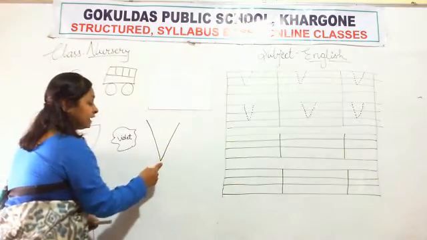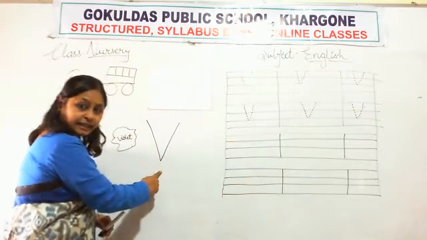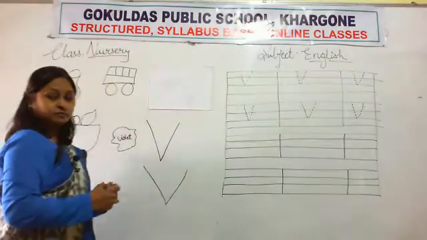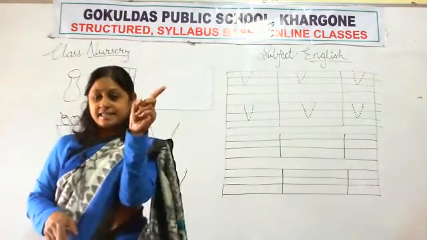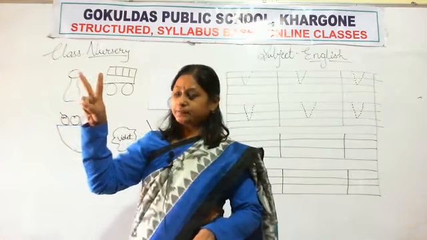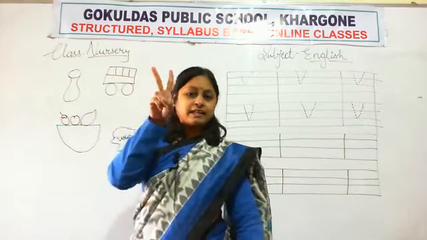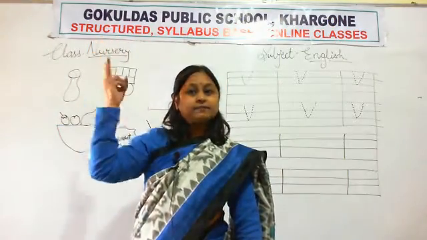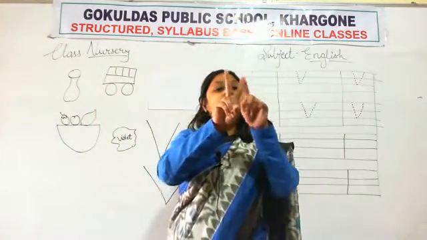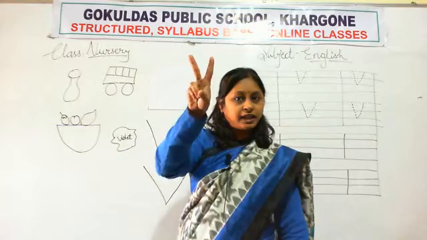Slanting line, slanting line. How will you make letter V? Slanting line, slanting line. Which letter will form? V. Look here. V. Slanting line and slanting line. Which letter will form? Letter V. V for victory. Which letter is this? V. Look here. Slanting line, slanting line. Which letter will form? Letter V.